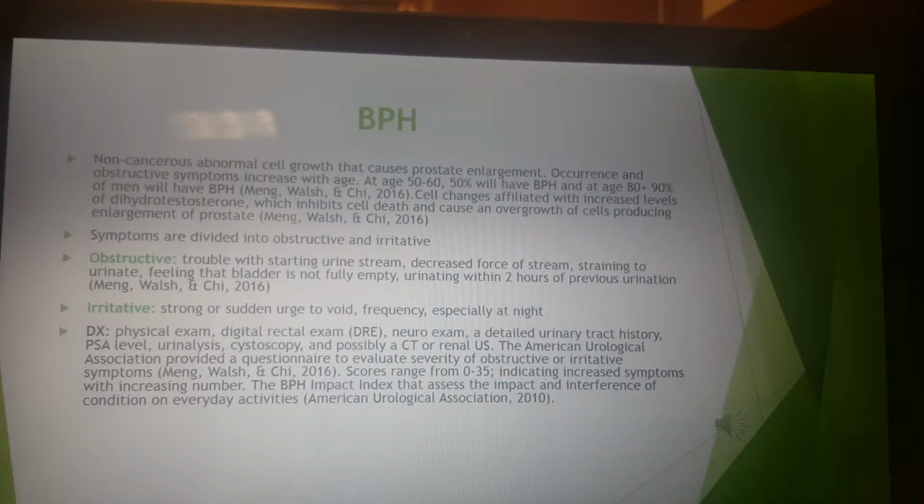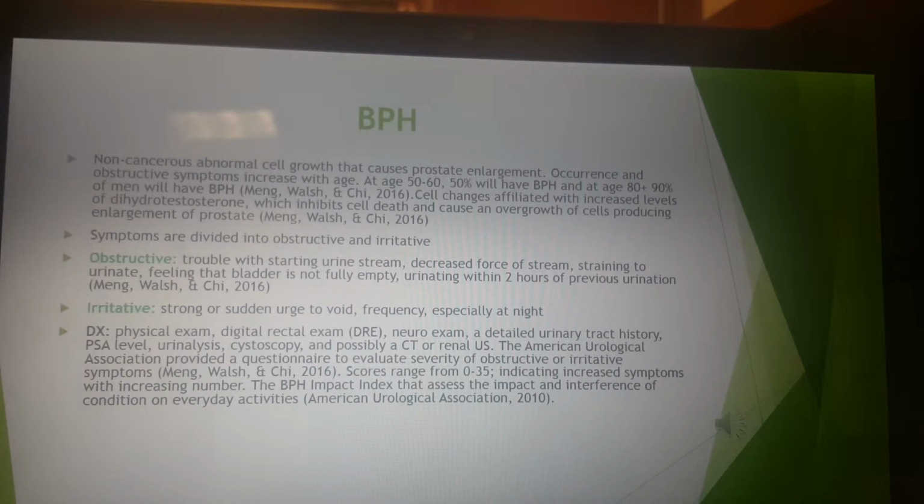For example, at age 50 to 60, 50% of individuals will have BPH, and at age 80, 90% of men will have BPH. Cell changes are associated with increased levels of dihydrotestosterone, which inhibits cell death and causes an overgrowth of cells, producing enlargement of the prostate.